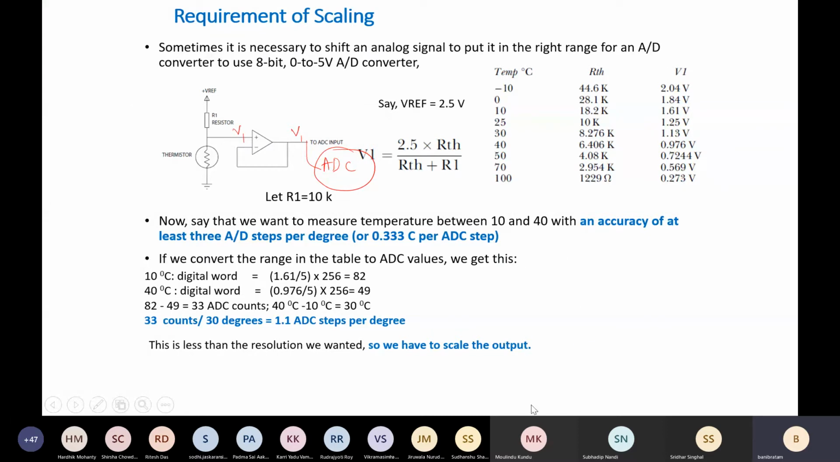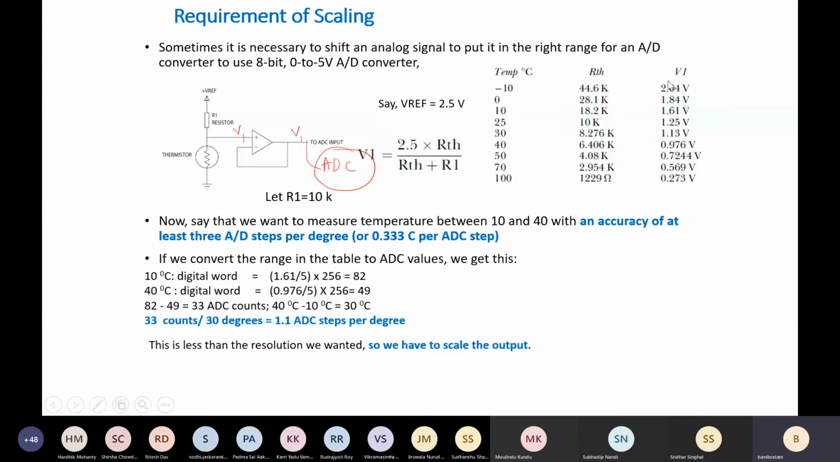Okay, now suppose a problem is given to you that we want to measure the temperature between 10 and 40 degrees centigrade with an accuracy of at least 3 ADC steps per degree. Please read this carefully and listen to the statements carefully. So what is told? Suppose this data sheet is given to you, temperature versus resistance of the thermistor, and using this voltage divider circuit you have calculated for different temperatures what the resistance will be and what the corresponding voltage V1 will be.